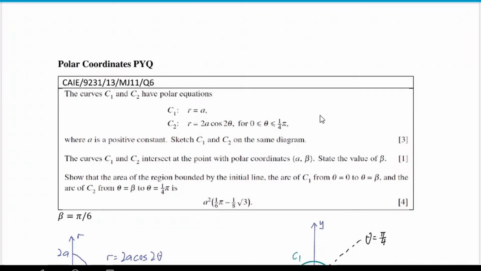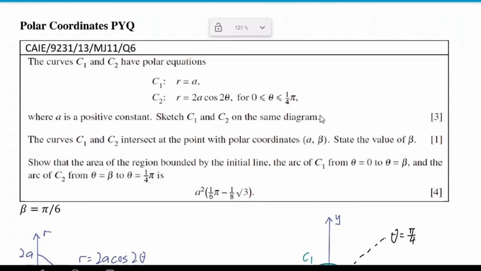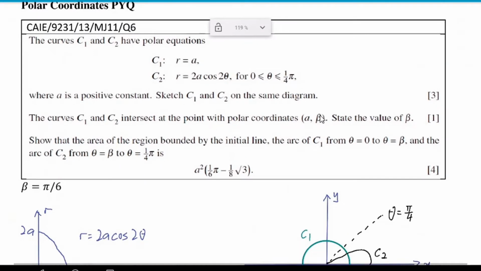Okay, so we will look at the questions for this. This is the question coming from some selected past year questions from polar coordinates. Let's look at the different questions here. The first one, we have got two curves. They gave us the two curves here.